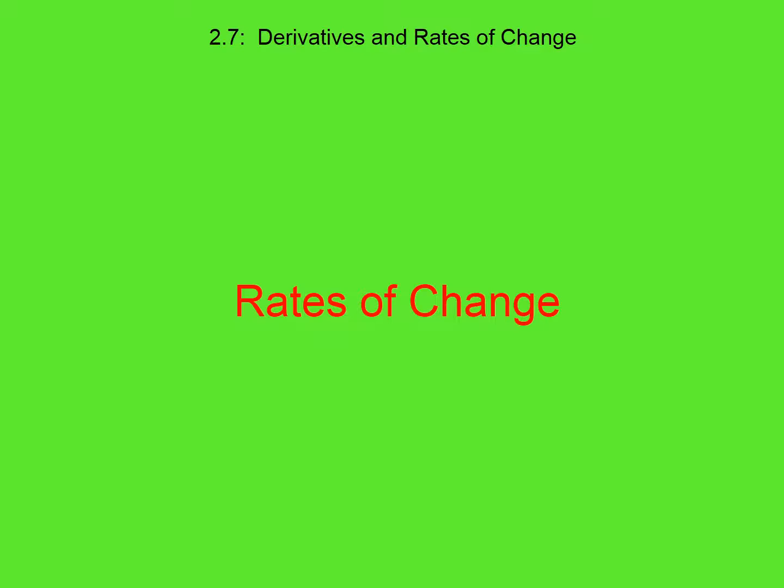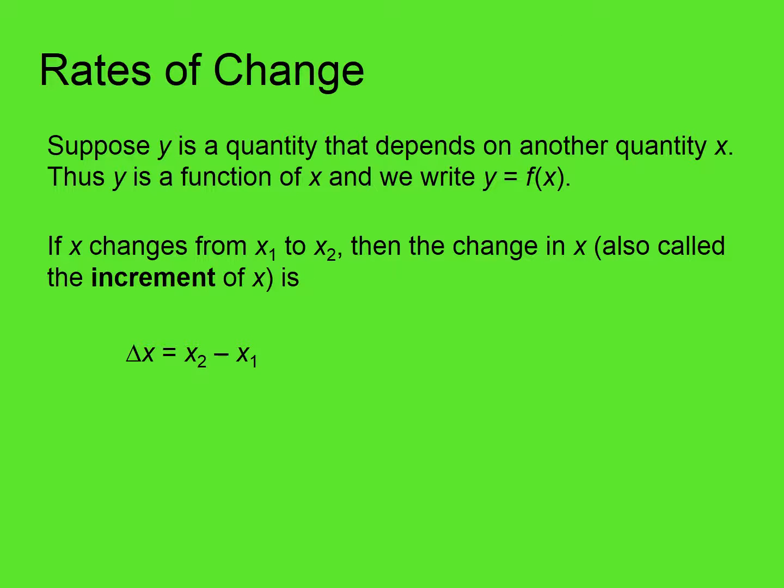Okay, so this is the fourth objective in 2.7, derivatives and rates of change. Rates of change, the calculus of the second interpretation of the derivative. Suppose y is a quantity that depends on another quantity, x. Thus y is a function of x, and we write, as we always do, y equals f of x.